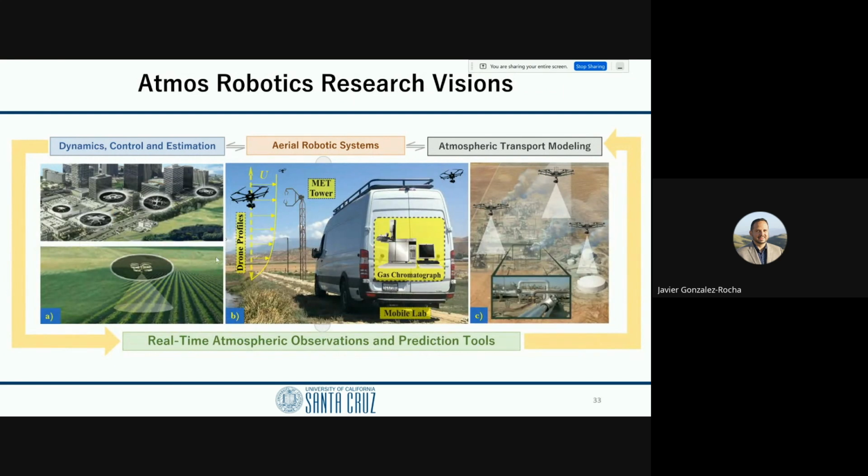Just to close things up and give you a bigger picture of what I'm working on, I'm very interested in dynamics, control and estimation, aerial robotic systems, and atmospheric ocean transport. I'm really happy to be part of this group and to build synergy and discuss ideas. I hope this highlights the potential for uncrewed aircraft systems for real-time atmospheric observations and prediction tools.